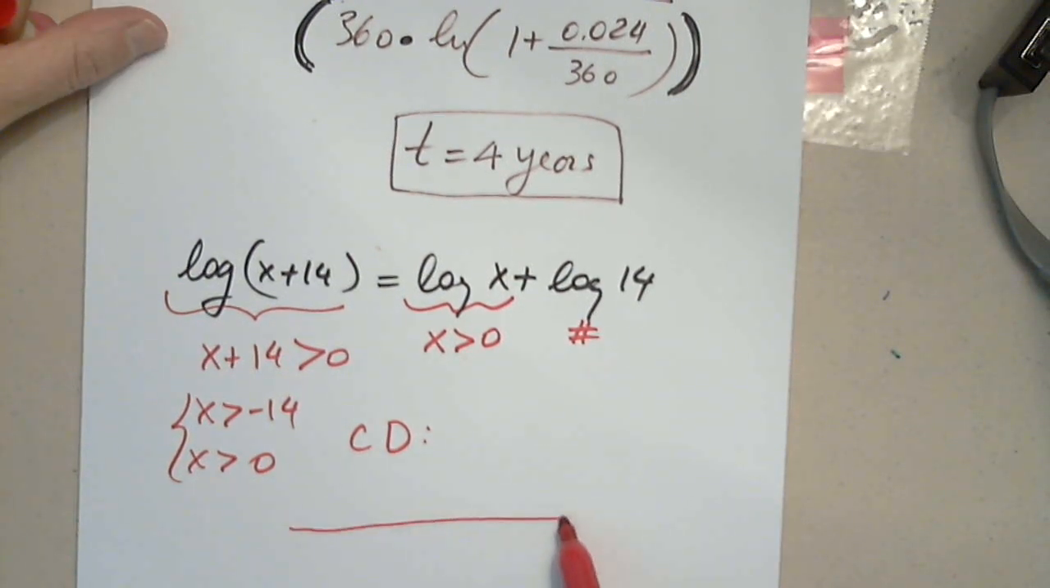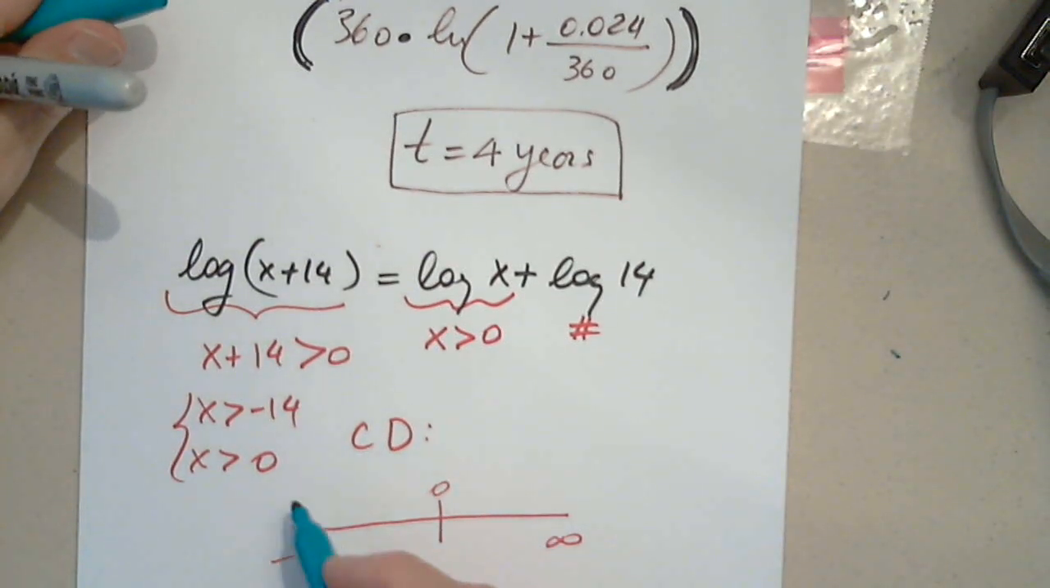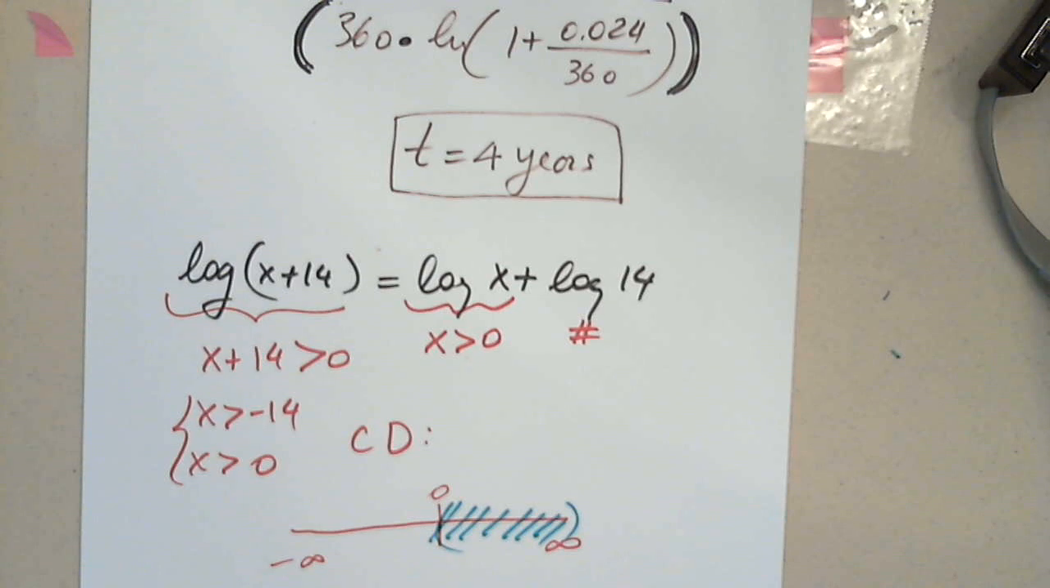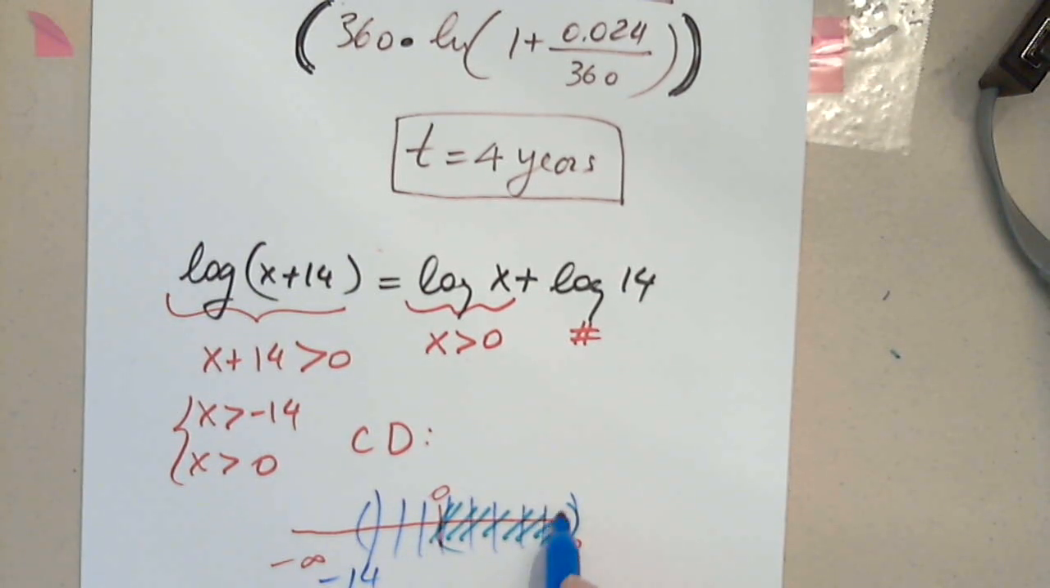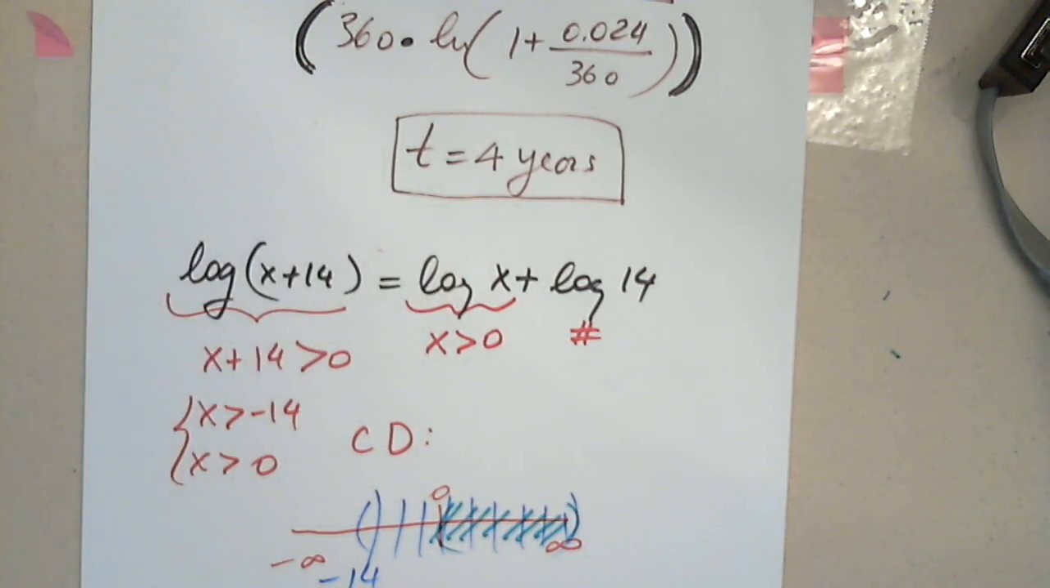You can graph to find the common domain. So I have, in kind of greenish, bluish, something like that, 0 to infinity. And I also have negative 14 to infinity. I need both colors. Why? Because I want both functions to exist at the same time.